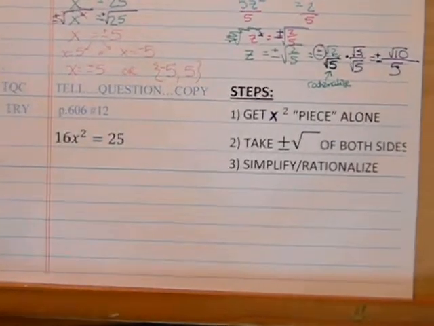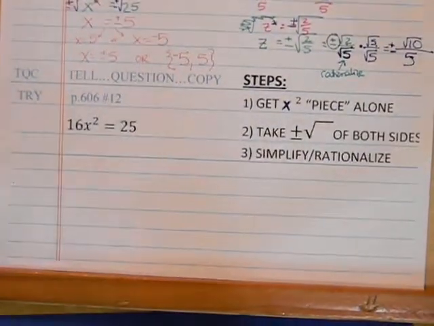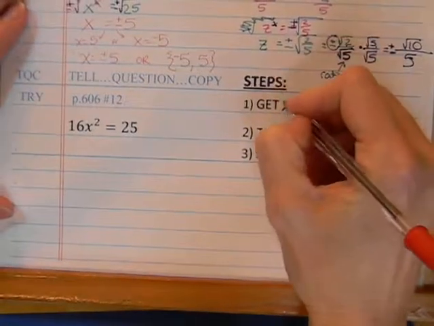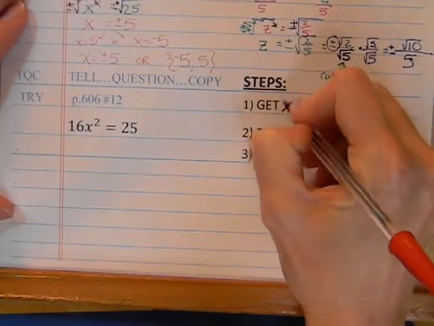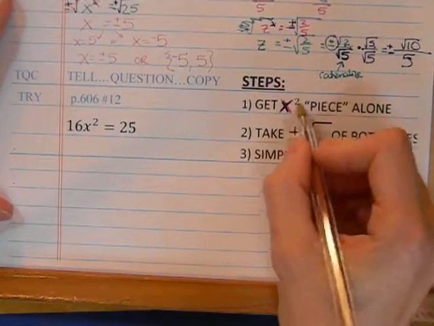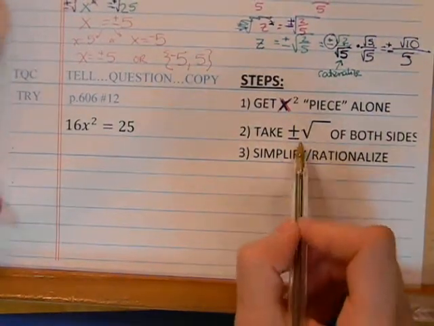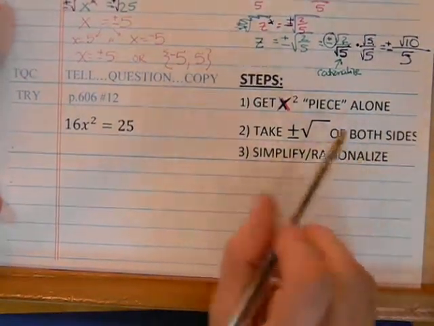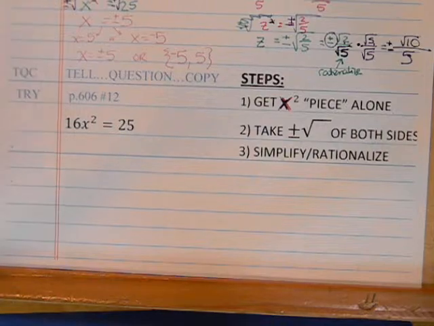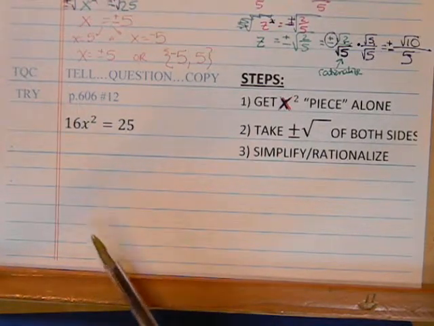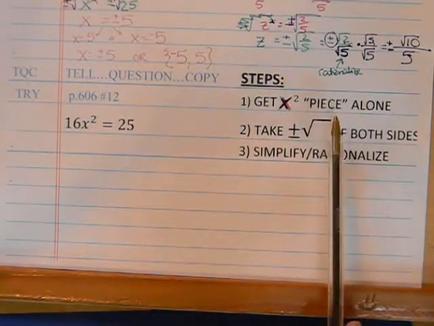Okay? I'm going to adjust the camera so you can see those steps that we were talking through and the try problem. So there's our steps, and you'll notice I wrote in the x here. It didn't print off. It shows on my screen, but it didn't print. So get the x squared piece alone, take the plus or minus square root of both sides, and then simplify and rationalize as needed.